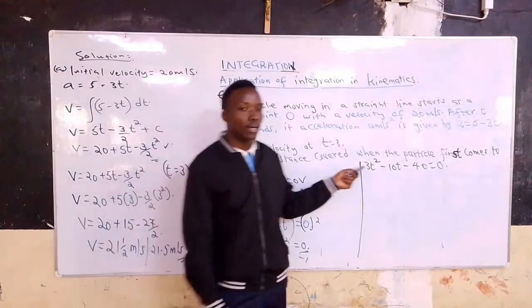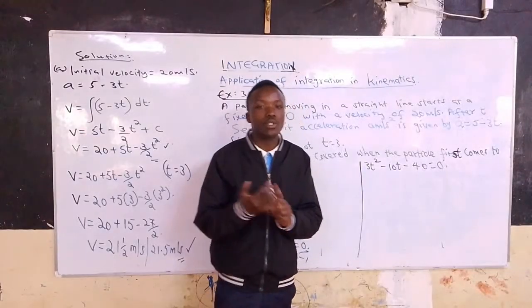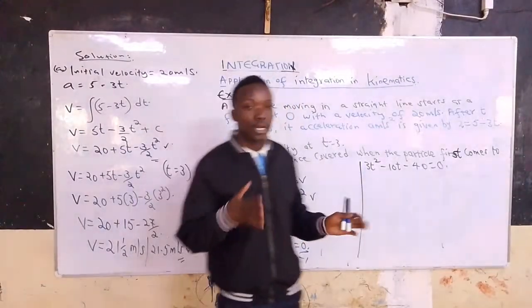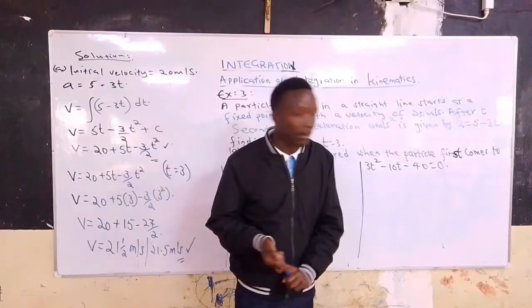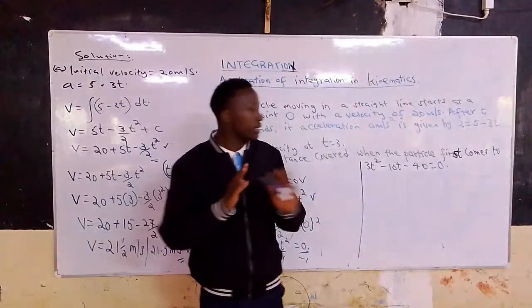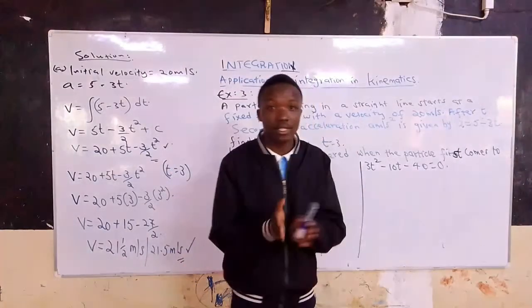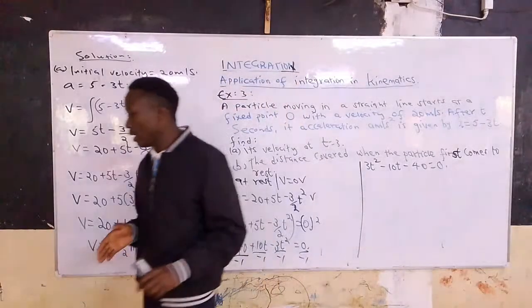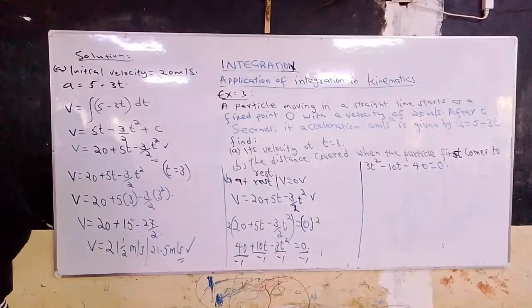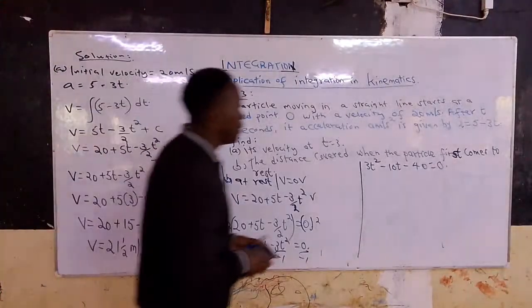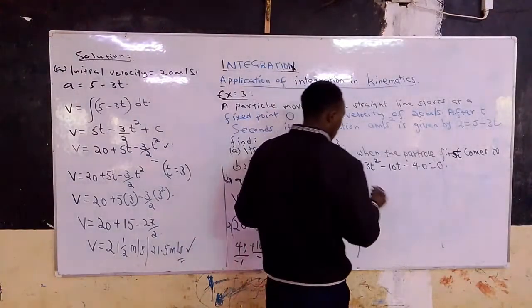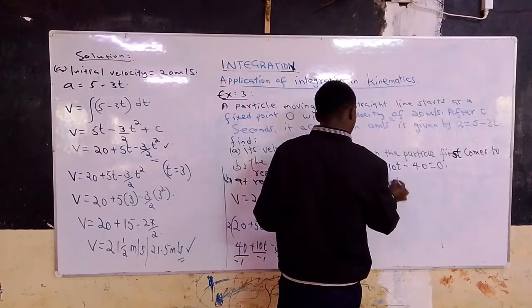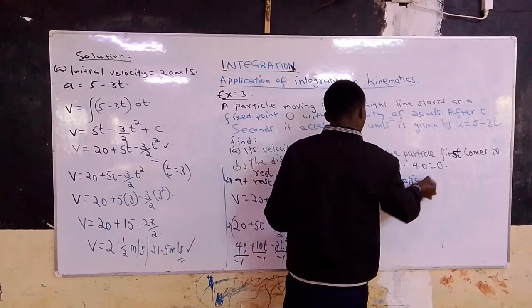So this is a quadratic equation. We can use quadratic factorization. We can also use the quadratic formula method. We can also use the completing the square method to determine the value of t in this equation. And we are going to do it right away. We will use the quadratic formula method.